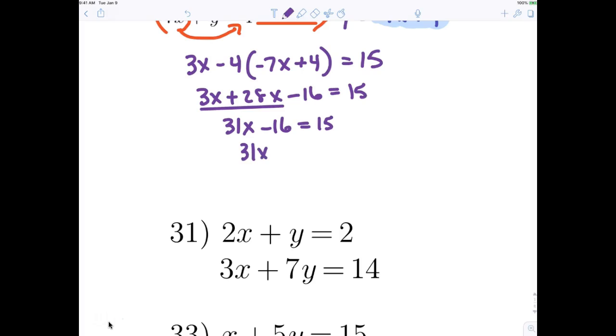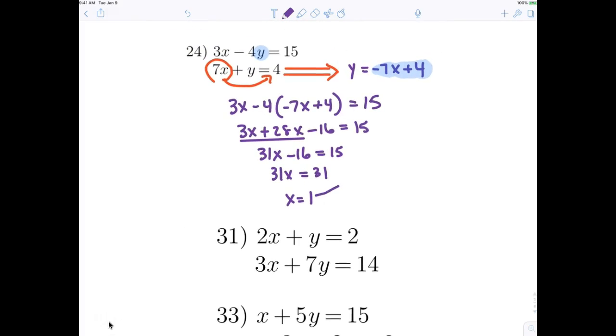31x equals 31. X equals 1. X equals 1. All right? Now, all we do is we sub in. We know that x equals 1, so I put a 1 right in for x. And so now, y equals negative 7 plus 4, so y equals negative 3. My answer, 1, negative 3.